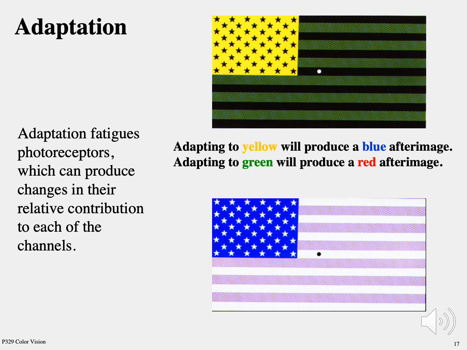Here's what's happening here: your cones in your eyes, they're getting fatigued by staring at a color for a long time. And it's called color adaptation. So as you stare at yellow too long, it produces a blue afterimage. And if you stare at green for too long, it produces a red afterimage. And nobody knows exactly why. It's kind of a mystery here.